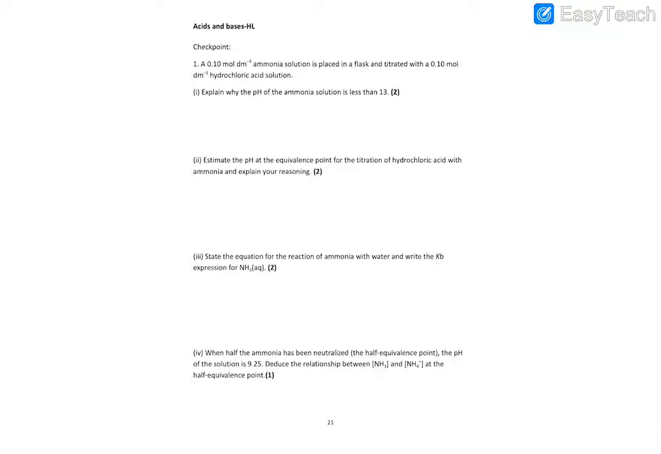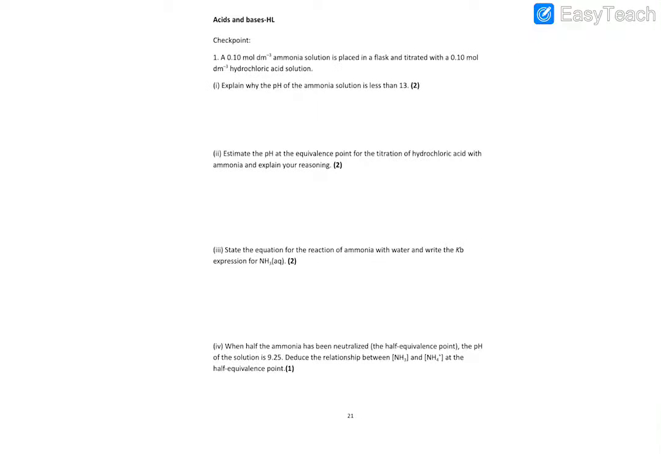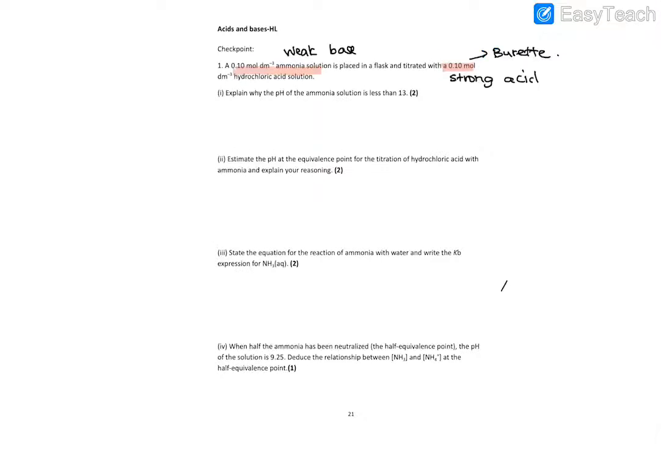So let's see the correction of this question. You have a 0.1 molar ammonia solution in a flask titrated with 0.1 molar HCl. This HCl is placed in the burette. So this is a weak base, strong acid titration. Explain why the pH of ammonia is less than 13.